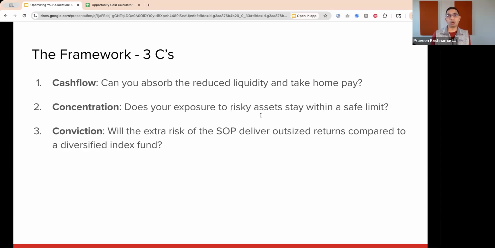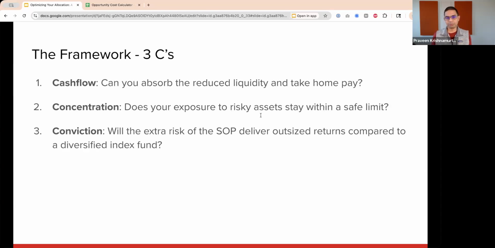The SOP isn't good or bad in the abstract. Its suitability entirely depends on your own situation. And that's where the 3C framework comes in. It helps you evaluate the election through these three personal lenses.